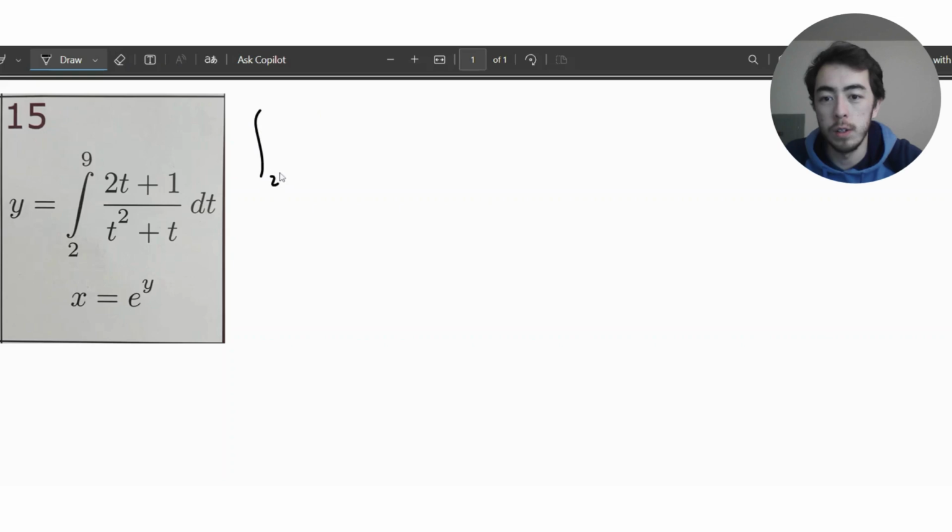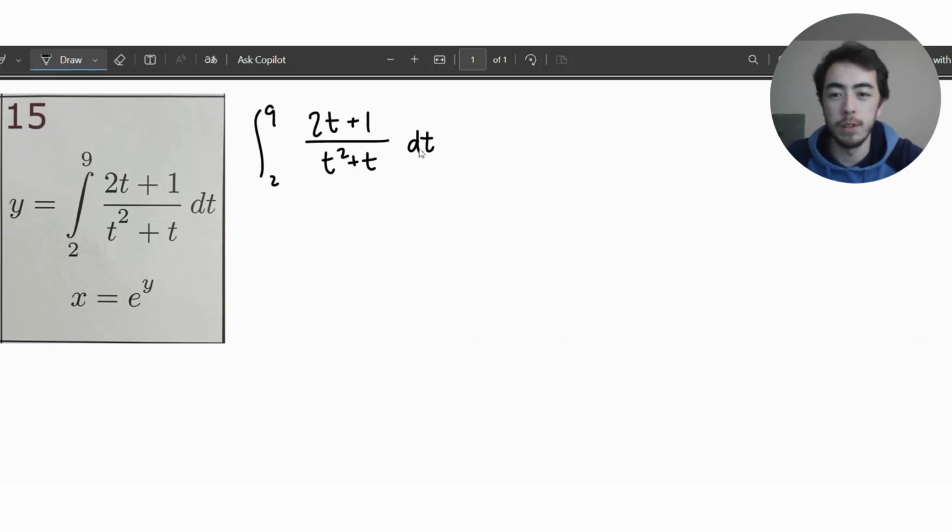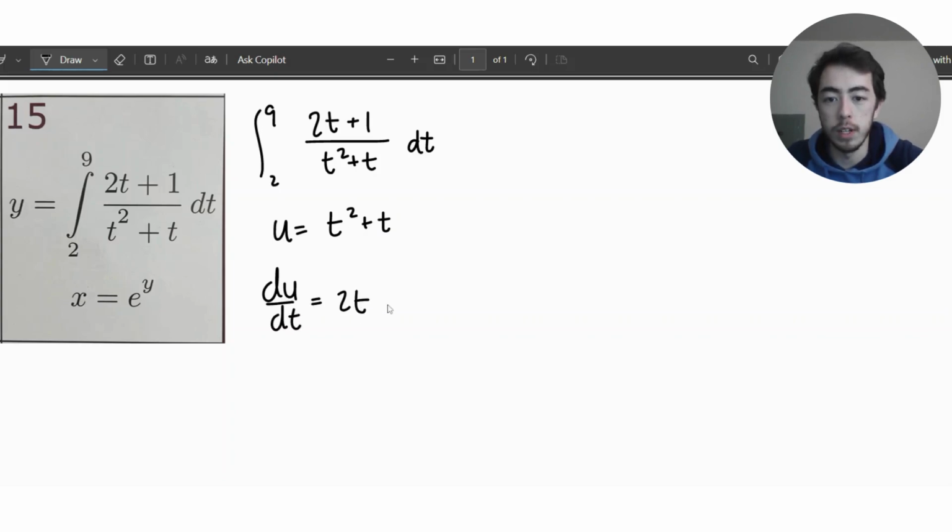Let's see, so our integral goes from 2 to 9, and we have a fraction. My numerator is 2t plus 1, my denominator is t squared plus t, and we are integrating with respect to t. Okay, I kind of already see the path forward. U substitution is a really good strategy when you can see a chunk of stuff whose derivative is also in your integrand. So if I let u be equal to t squared plus t, and then I try to take the derivative of u with respect to t, then I get 2t plus 1.